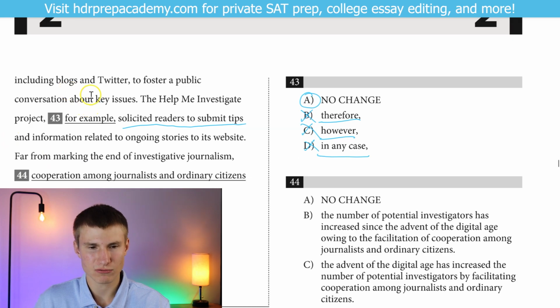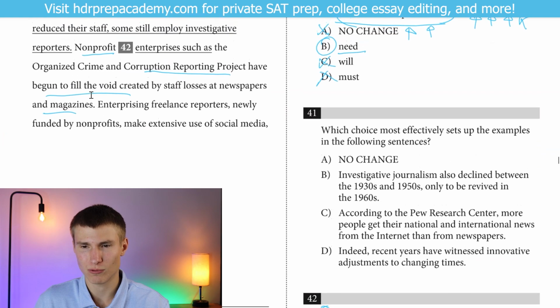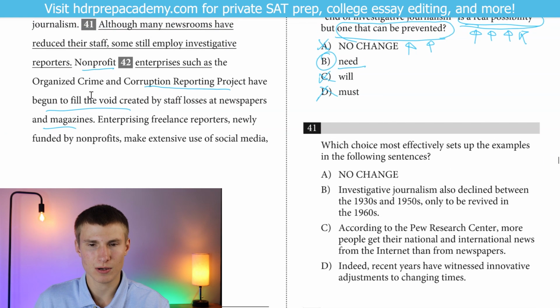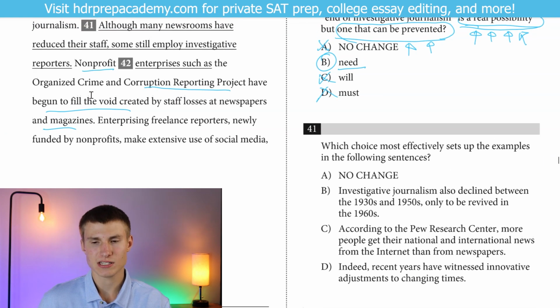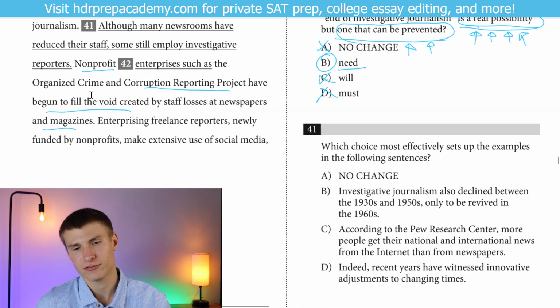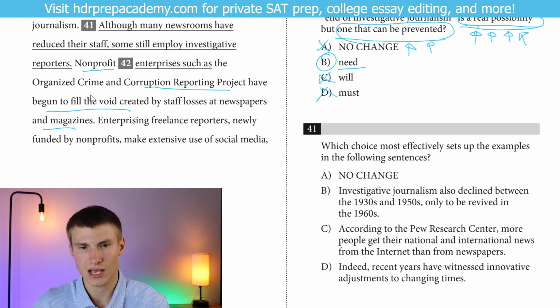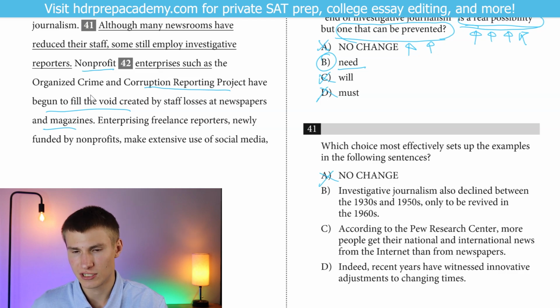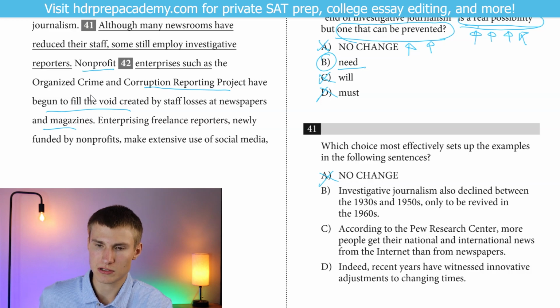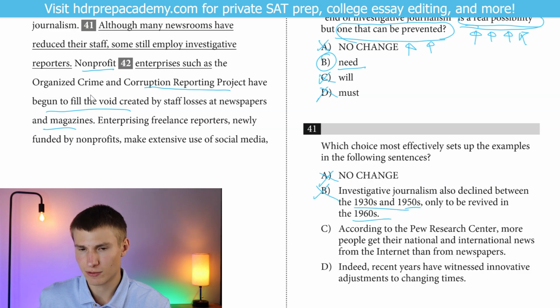Now, at this point, we can really go back to question 41. So what's setting up these examples? Well, these are all examples of how investigative journalism has adapted to being print-free, right? They're now making use of technology. So let's find an answer choice that talks about that. We have option A, "Although many newsrooms have reduced their staff, some still employ investigative reporters." So that's not indicating that transition there to the digital era of investigative journalism. B, "Investigative journalism also declined in the 30s and 50s, only to be revived in the 60s." That's also not focusing on the shift that we just talked about.